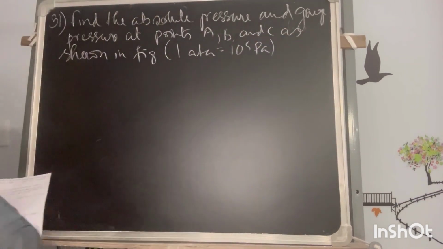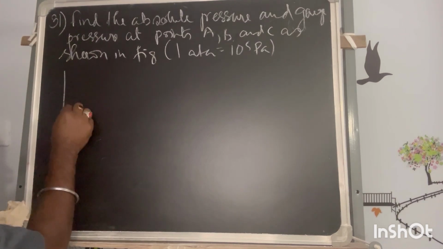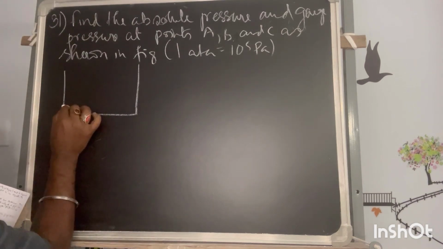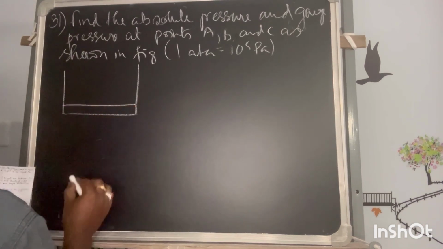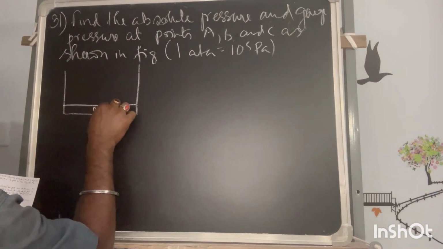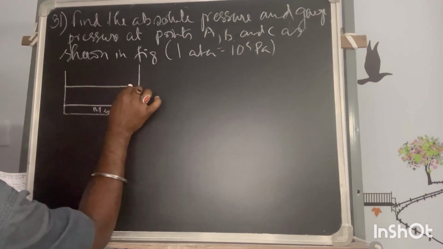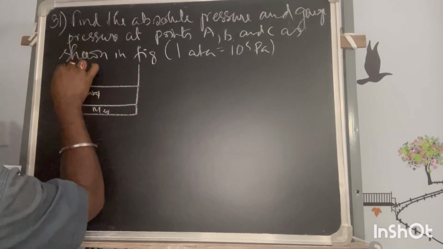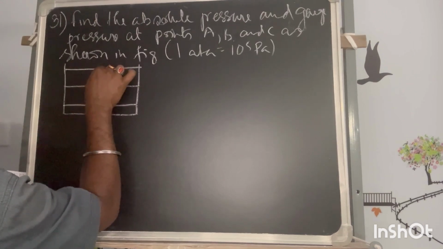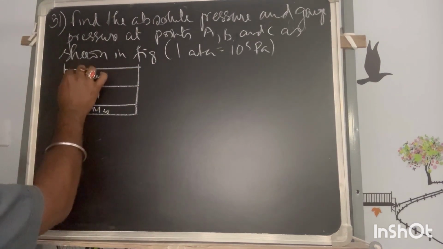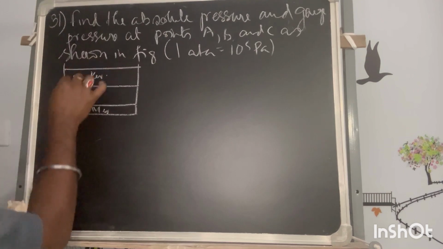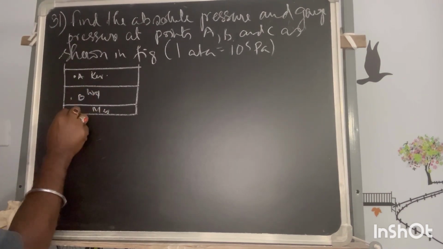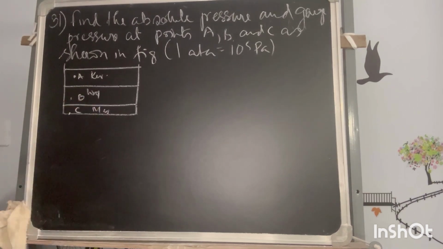That we know already. Anyhow, in the diagram there is a container. It contains 3 liquids, layer by layer. The first is mercury, the second layer is water, and the third layer is kerosene. Point A is given here somewhere, B is here somewhere, and at the bottom, where it is touching, is C.